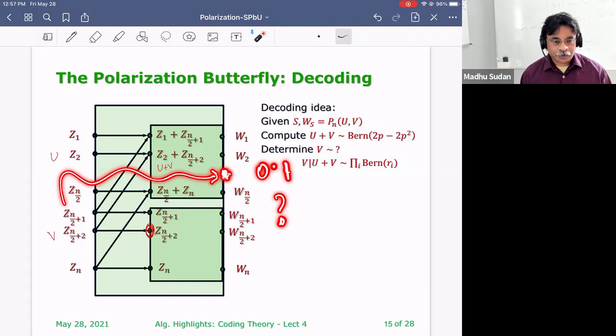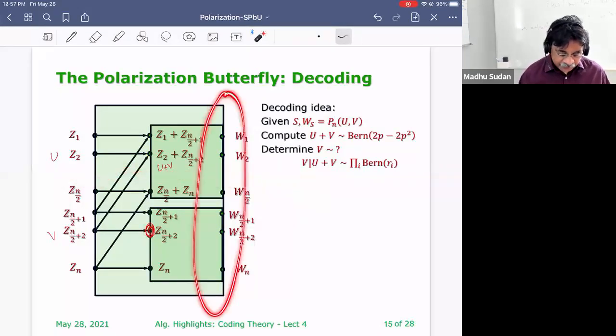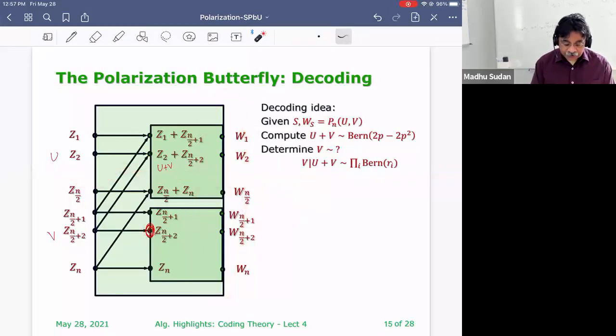So that's the input to the problem. It tells me what's the probability with which this bit is 0. If that probability is greater than half, I output 1. If it's less than half, I output 0. So that completely specifies the decoding algorithm. It's clear that it's also going to be an n log n time algorithm.